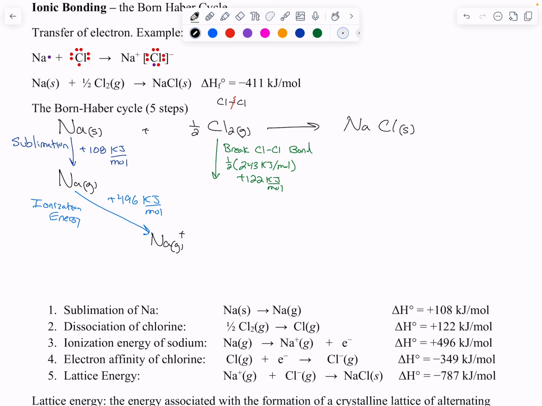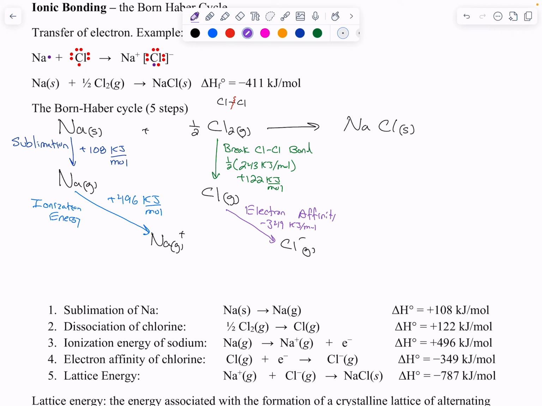And then we get Cl gas, it's already a gas, and then we have a step going to Cl minus gas. I don't know if you remember that, but that would be electron affinity, and the electron affinity is negative 349. Remember, electron affinity was the energy associated with the addition of an electron to an isolated atom or ion in the gas phase.